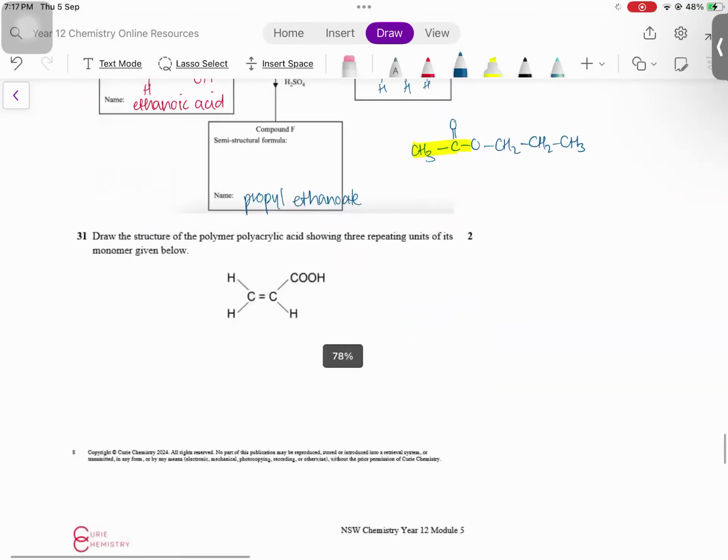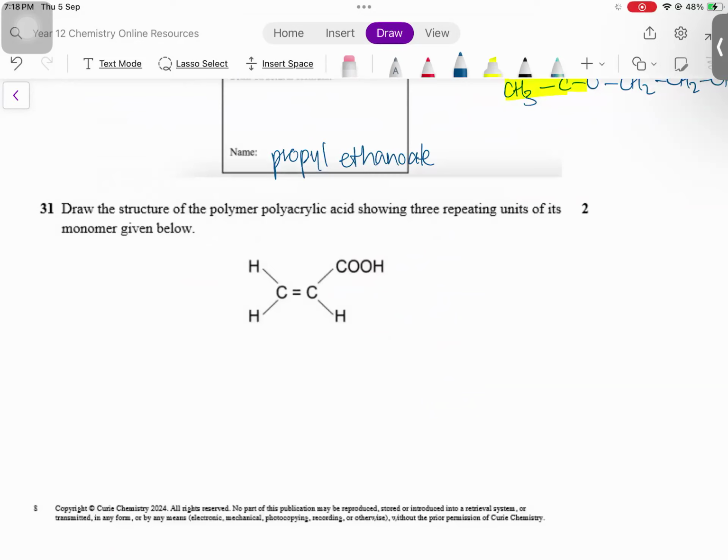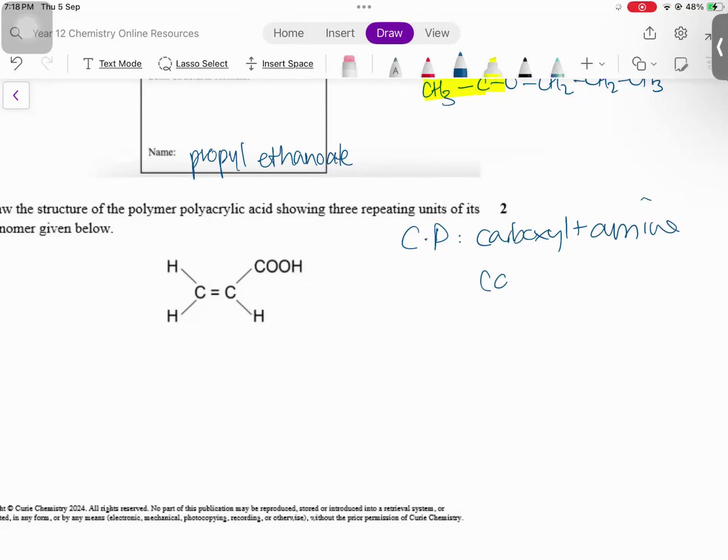Question 31. Draw the structure of the polymer polyacrylic acid showing 3 repeating units of its monomer given below. Now, I know there's a COOH. This is not a condensation polymer though, because for a condensation polymer, you need 2 functional groups. You need a carboxyl with an amine, or you need a carboxyl with an alcohol, with a hydroxyl. You just have a carboxyl. This is just something that's bonded. This doesn't make a condensation polymer.